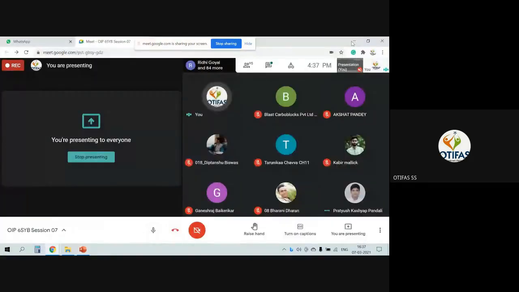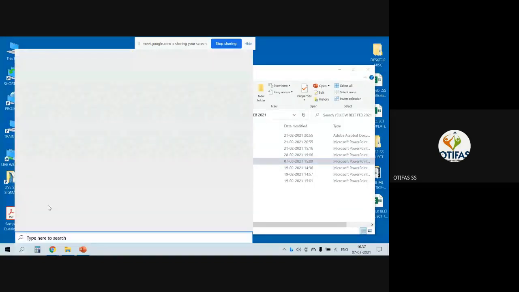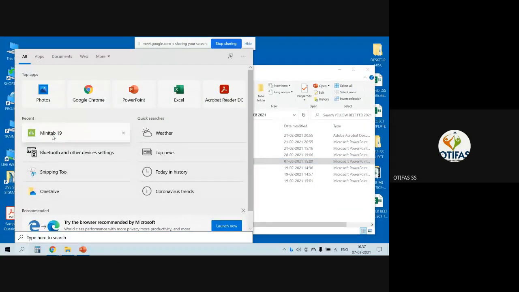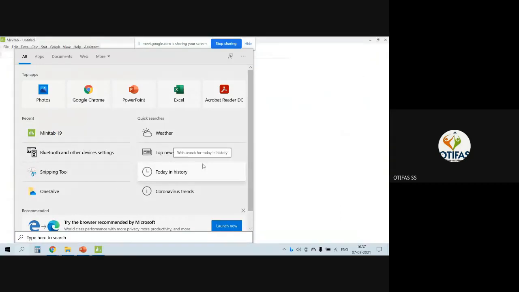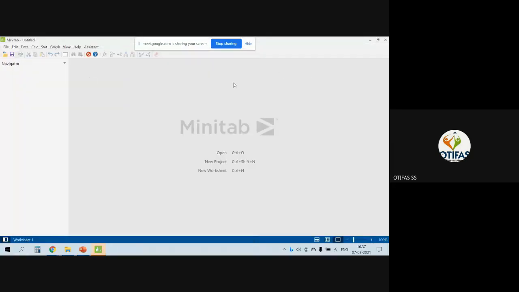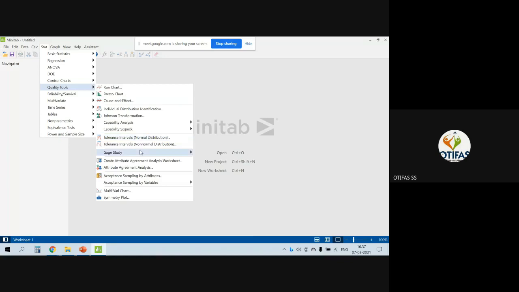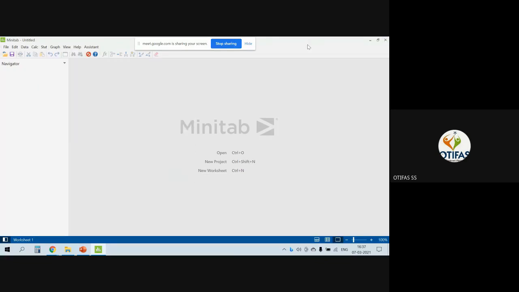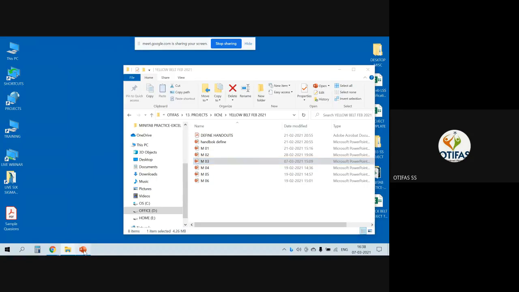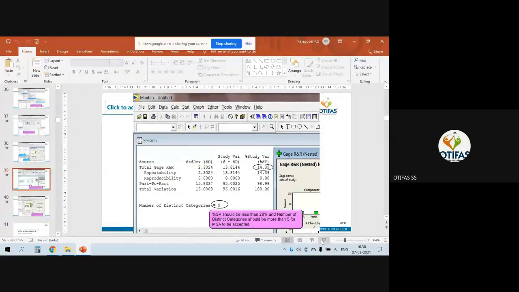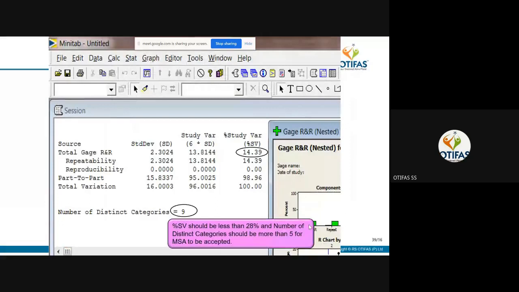I'll just show you one more thing about this. Just a minute. In the Minitab, there is a menu called Stat, then Quality Tools, and here you see Attribute Agreement Analysis. Now this again will be taught to you in Green Belt or Black Belt. Okay, so let's proceed with this. Any doubt so far?